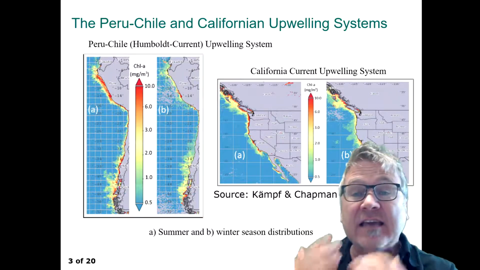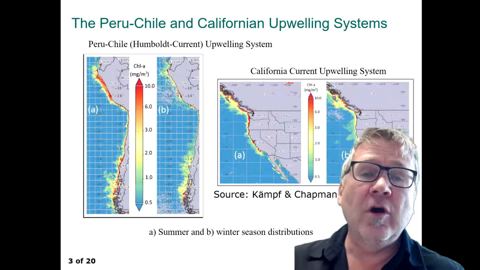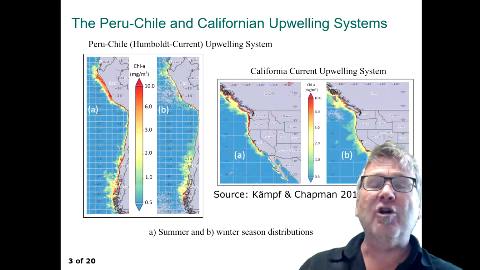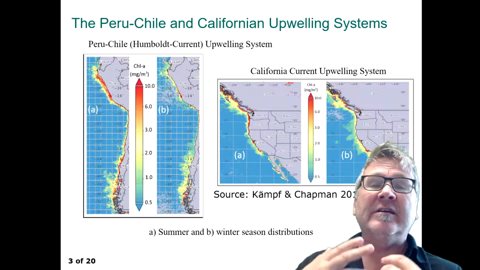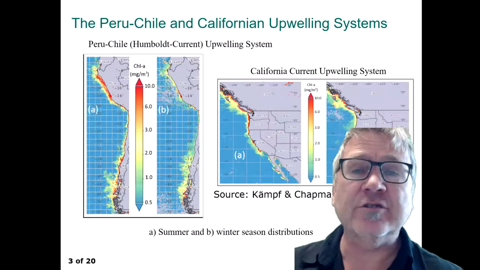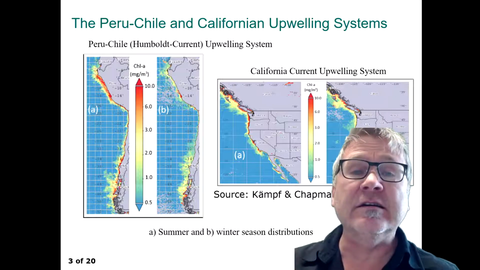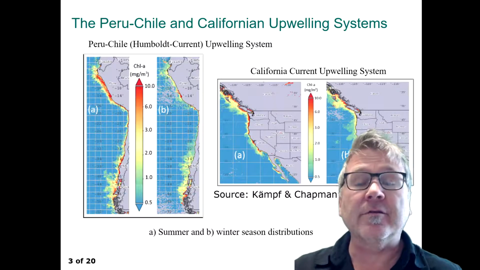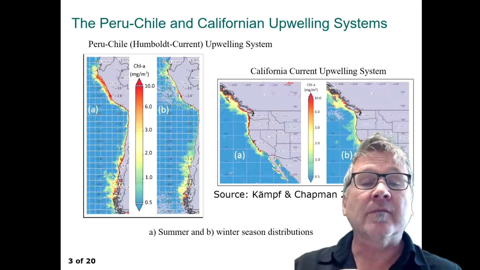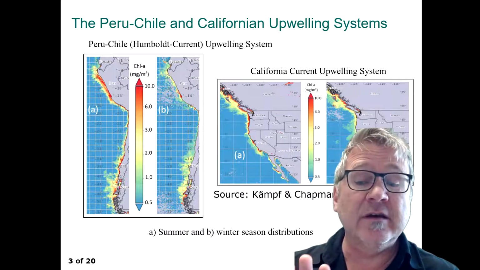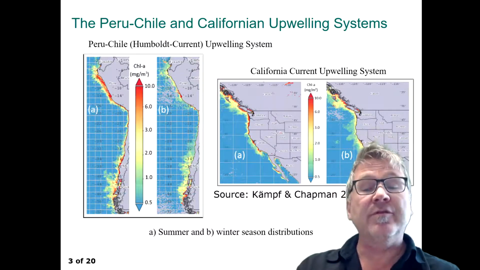So here are satellite observations of something called ocean color, which is a proxy of the surface chlorophyll A concentration. Chlorophyll A is the green pigment in phytoplankton. All right, here are the summer and winter distributions.